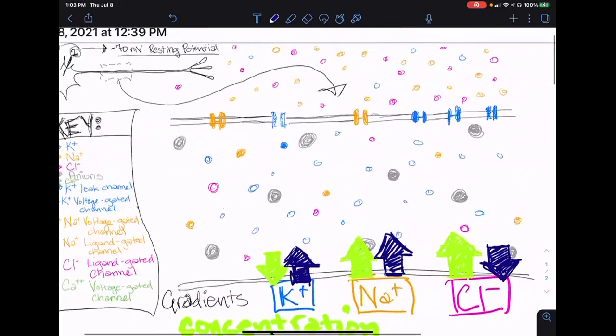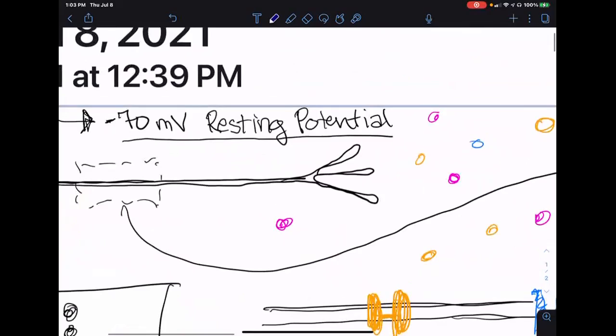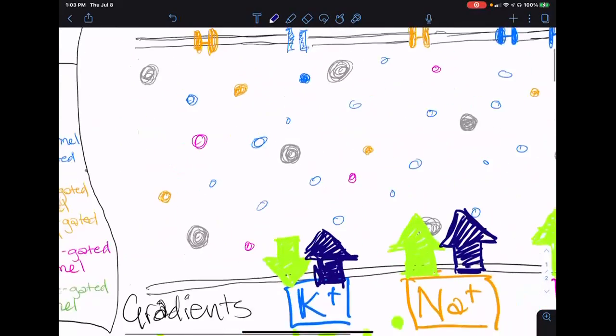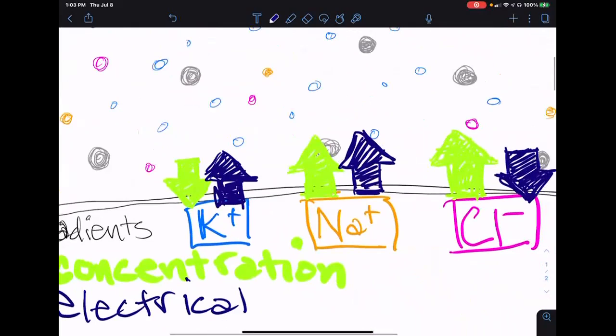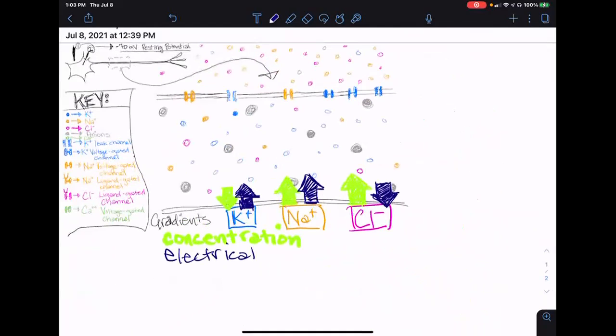So when this neuron is at rest, when it's at this negative 70 millivolts right here at resting membrane potential, we can see that with our ions, potassium and chloride, they're pretty happy, but sodium really wants to get in the cell. All right, so that's what's happening here. So you can see how our stage is set up.